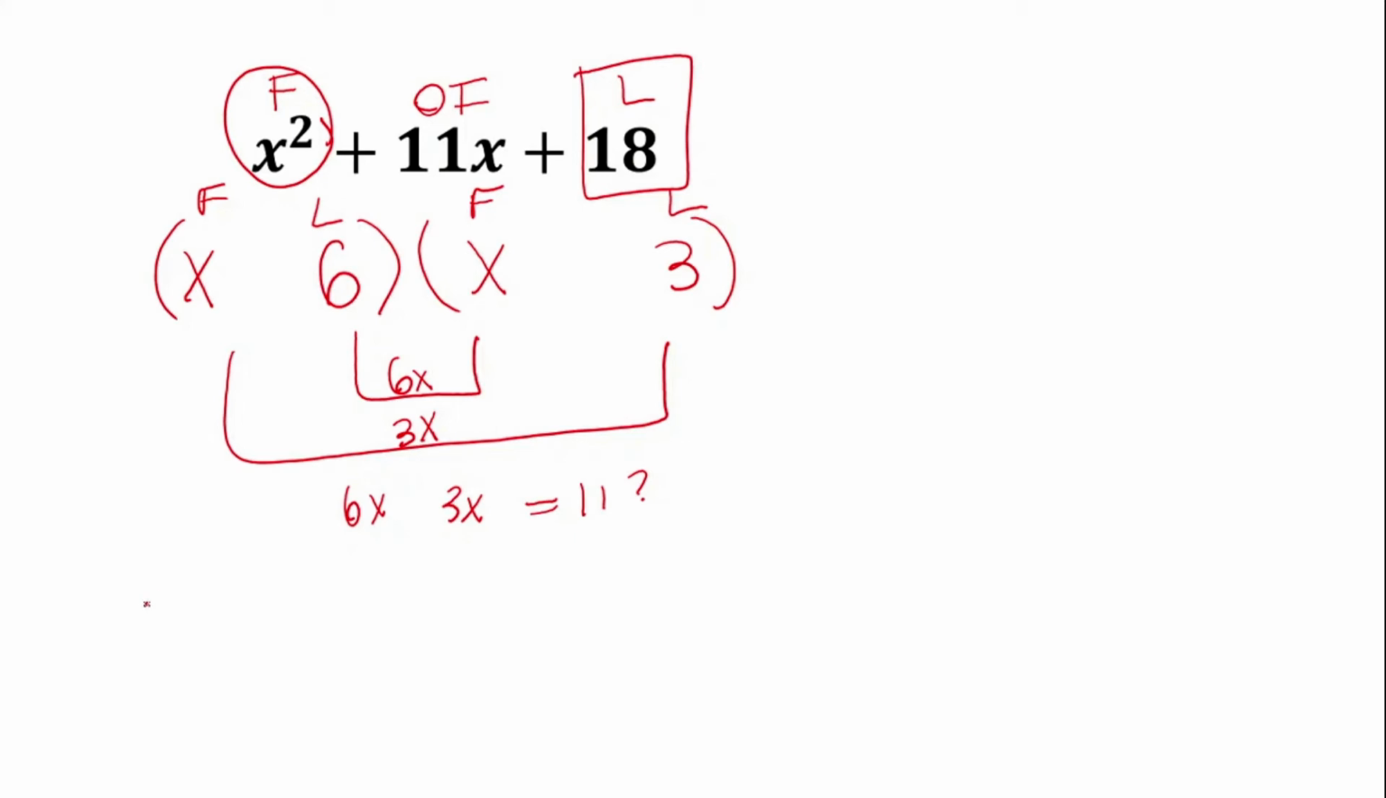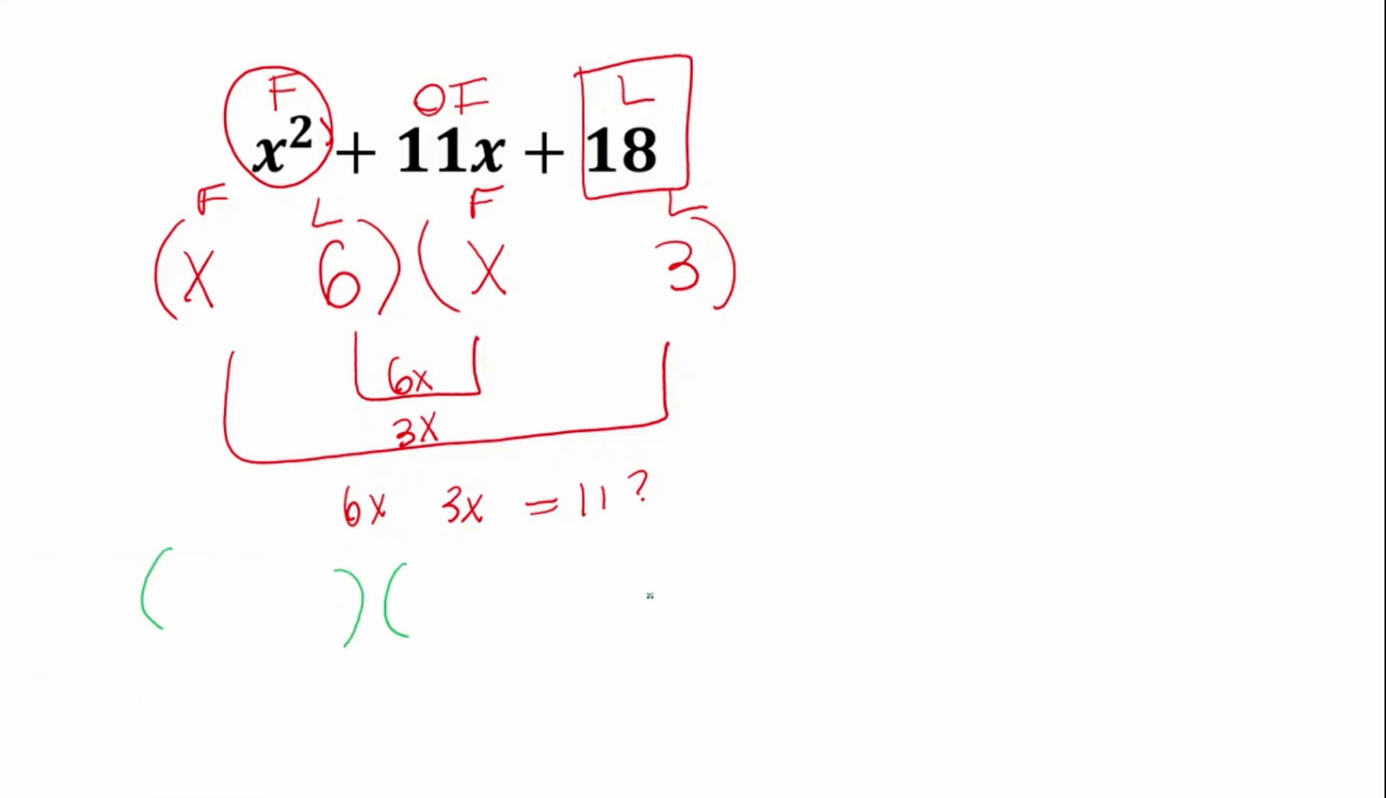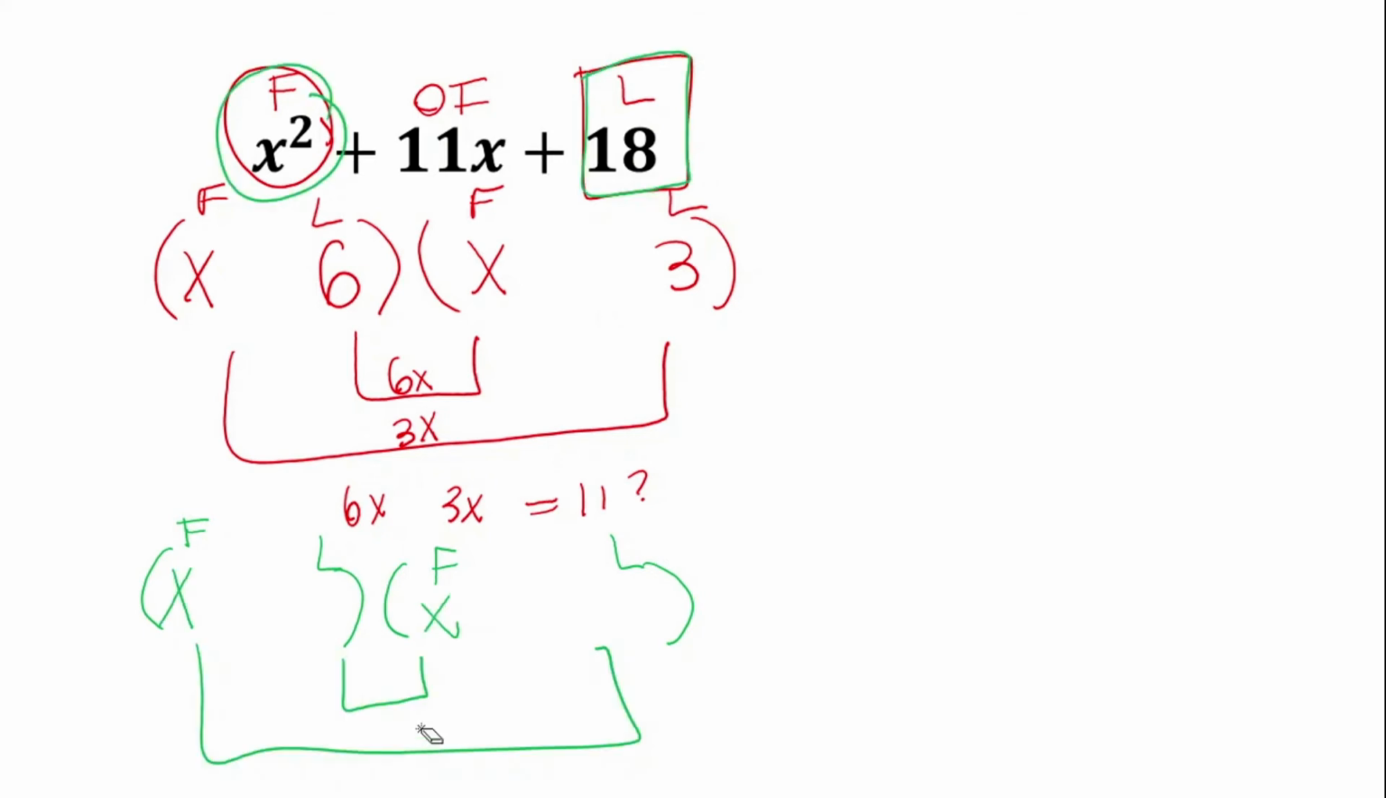Even if I were to swap them around and put a 6 at the end and 3 at the beginning, we'd still end up with the same thing. So we're going to need to test out another number. Let's try 9 times 2. See if 9 was here, 2 was here, and check with OI.